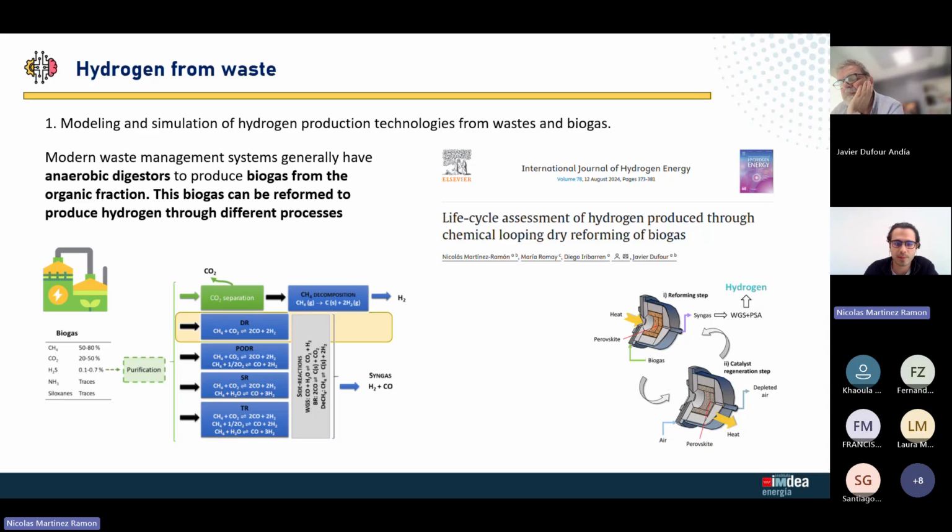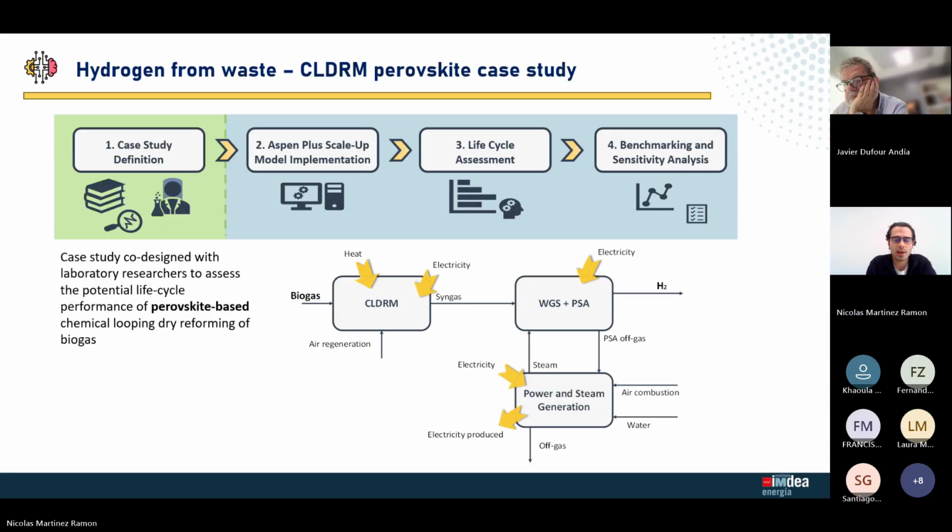And the interesting part is that we co-conceptualized this case study with laboratory researchers working on this particular technology in the thermochemical processes unit here at India Energy. And we not only assessed the technology, which is already relatively novel in the case of biogas transformation, but we did it for a chemical looping configuration that utilized a novel catalyst, which was a perovskite-based catalyst.